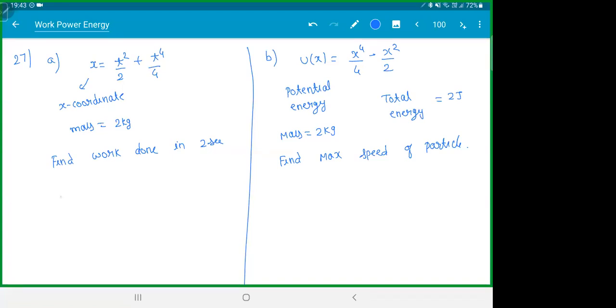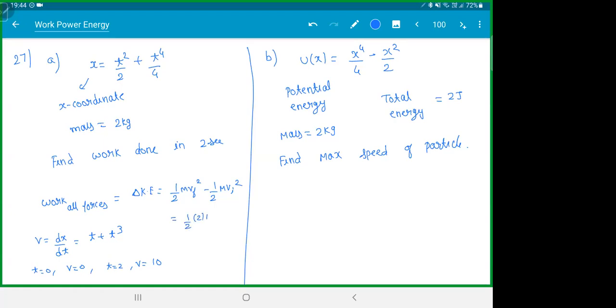Listen to this. What is work done by all forces? Work done by all forces is change in kinetic energy. That is half m v final square minus half m v initial square. So what is the velocity here? Dx by dt. That would be t plus t cube. At t equals 0, velocity is 0. At 2 seconds, velocity is 2 plus 2 cube, 8, 10. So therefore, this will be half, mass is 2 kg, into 10 square, minus 0. 100 joules.